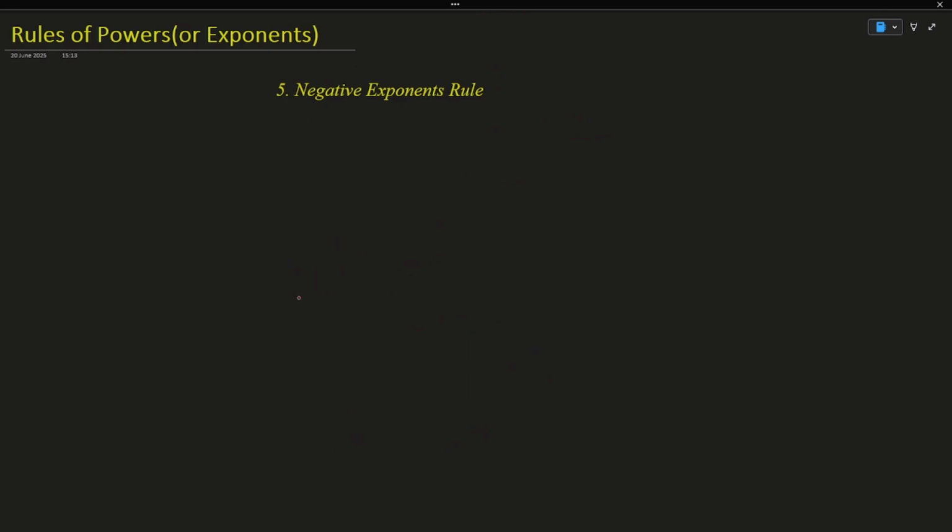The next rule we'll be looking at is the negative exponent rule. The negative exponent rule states that a number raised to a negative power denotes the reciprocal. That is, a negative exponent moves the base to the denominator. For example, if we're asked to simplify 3 raised to the power of minus 2, according to the negative exponent rule, that is equal to 1 divided by 3 raised to the power 2. And this is equal to 1 divided by 9, since 3 multiplied by 3 gives us 9.